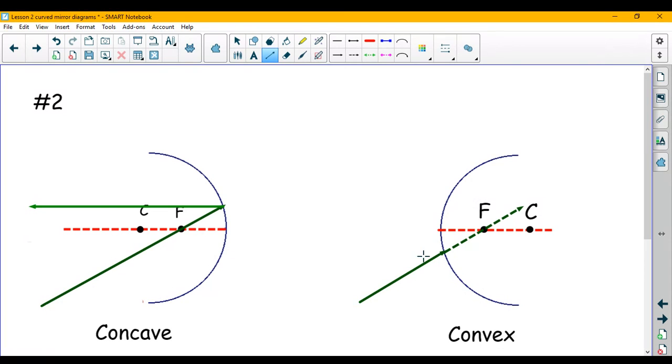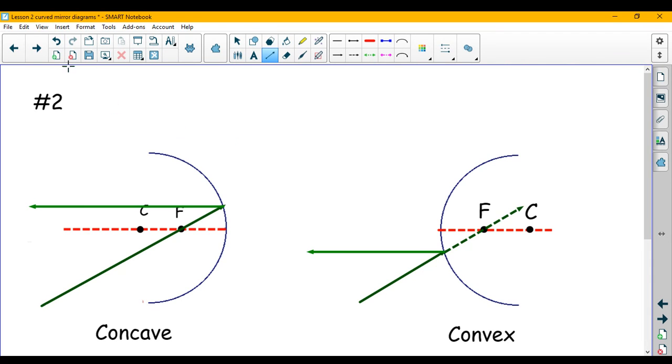Convex, same thing. In this case, it's going in and it's aimed at the focal point. So what happens? It goes straight out as well. Same thing. If you aim it at the focal point on convex, it will bounce straight out away from the mirror. Draw this one also on your diagram.